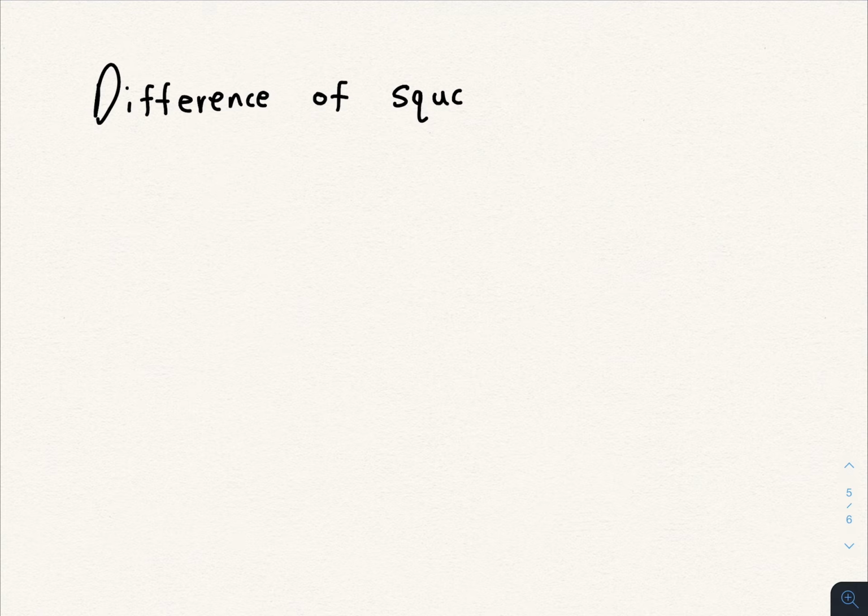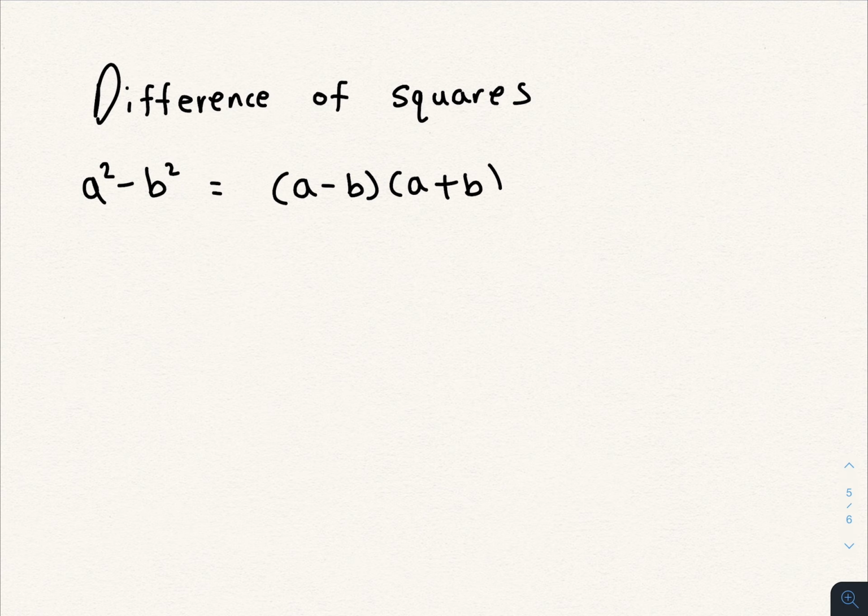The other way around, we call it difference of squares. So if you have something like a squared minus b squared, this is equal to a minus b times a plus b.